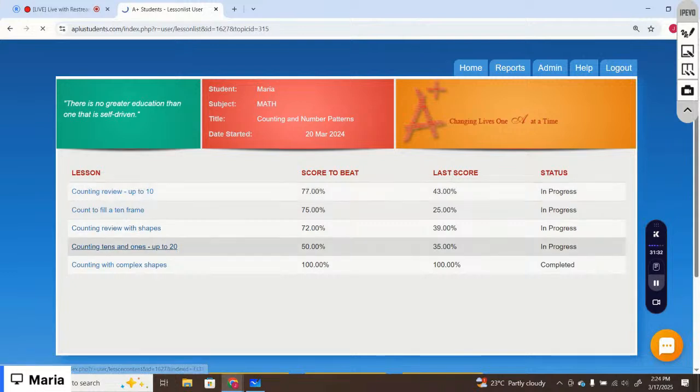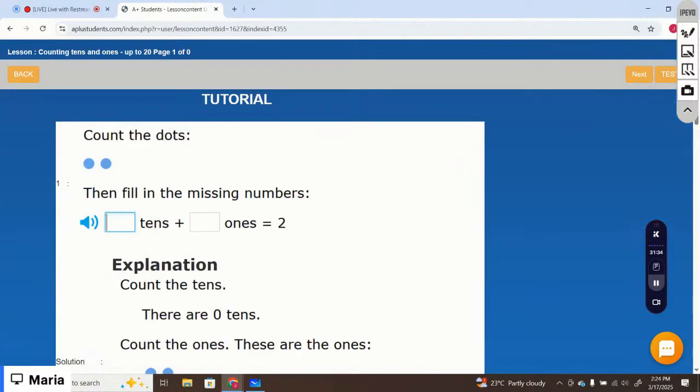The next lesson is counting tens and ones up to 20. Count the dots. We have only two dots, right? That means we have two ones and zero tens. The correct option is zero tens and two ones.